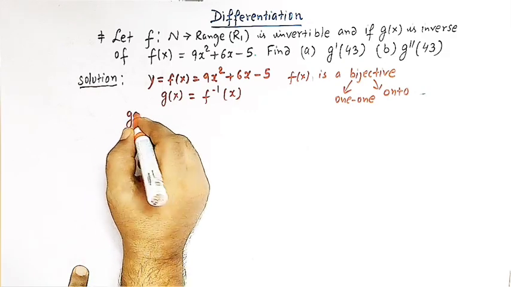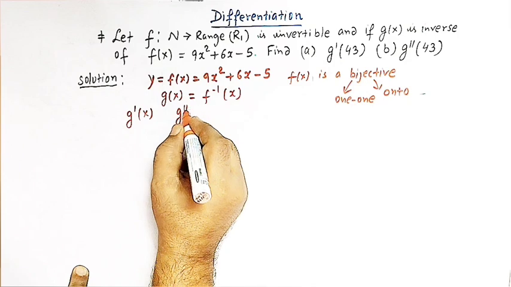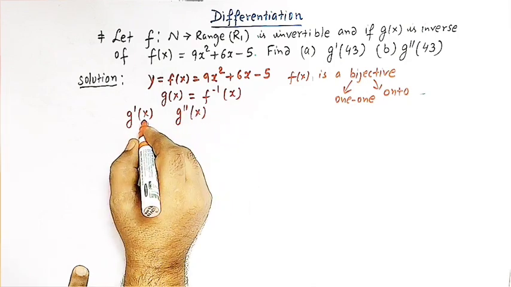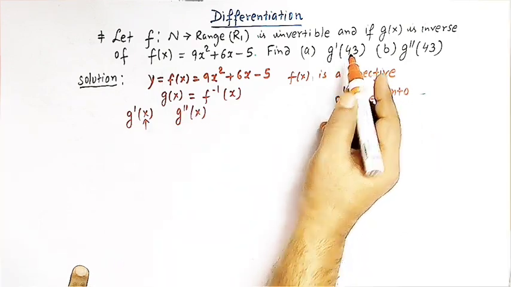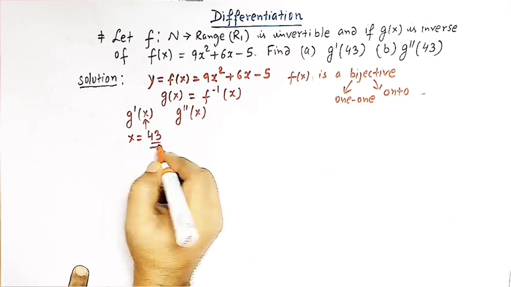So it means we have to find g prime of x and g double prime of x, where the input x is given as 43.